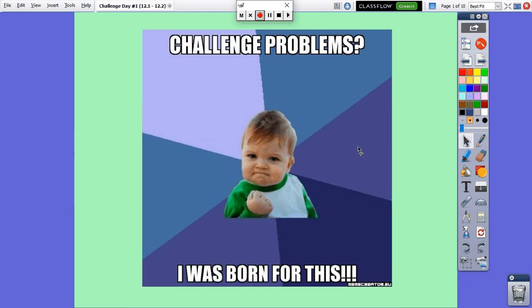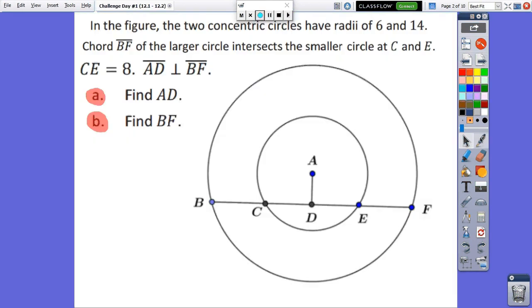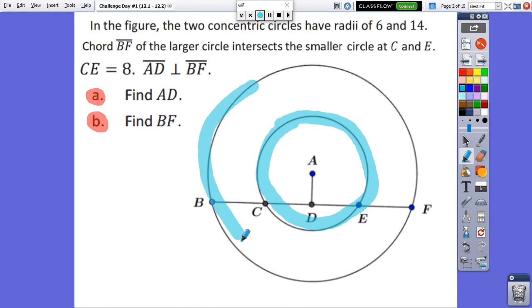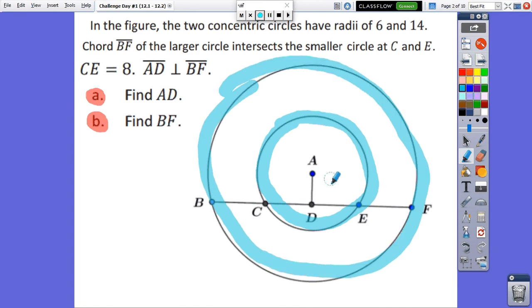Challenge day number 1. Let's take a look at some problems. All right, this first one says, in the figure, the two concentric circles. What do they mean by concentric? They mean that the smaller circle and the bigger circle both use the same center point A. So it's kind of like a target, if you will.